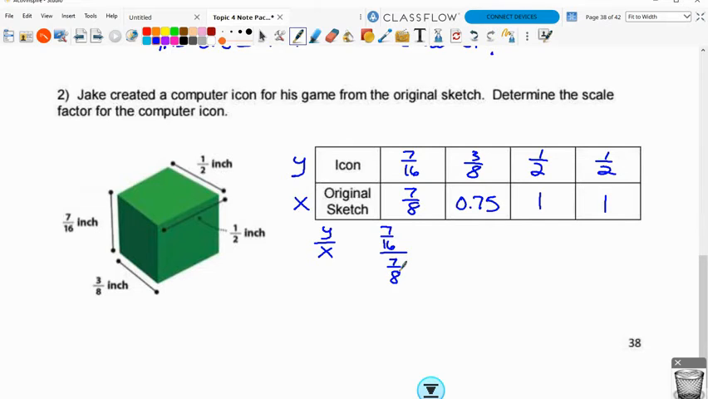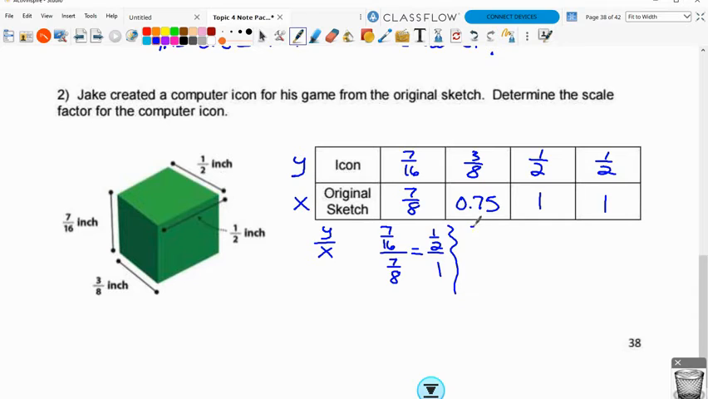Our first example says 7/16 to 7/8. This complex fraction is a division problem. 7/16 divided by 7/8. If you divide 7/8 by 7/8, you get 1. 7/16 divided by 7/8, you would get 5/10 or 1/2. So 1/2 over 1.